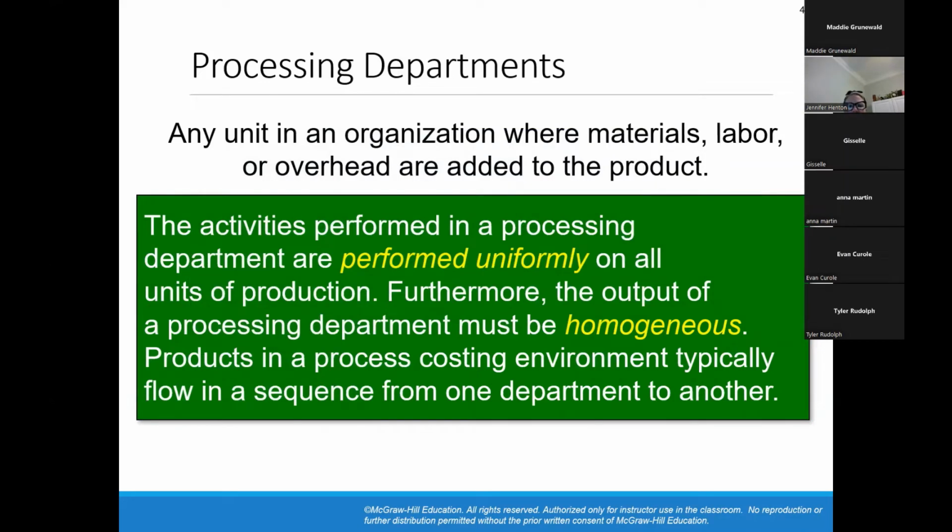The activities performed in a processing department are performed uniformly on all units of production. Furthermore, the output of the processing department must be homogeneous, which means it's just not going to change. We're going to keep the same product the same the whole time. Products in a process costing environment typically flow in a sequence from one department to another. And you'll see, we're going to pull it out of this department, it goes into this department, something has to be completed in this department in order to go into the next department. So you'll have phases of the production that go from one to another.